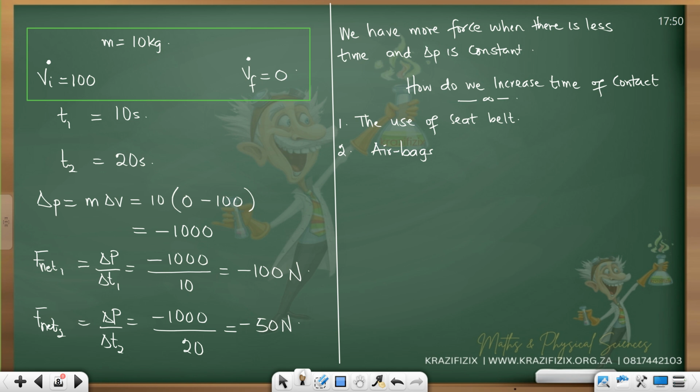The lesser the time, the more the force. Number 3, arrestor beds. This one is used for trucks on the highway. You can Google it for a good picture.